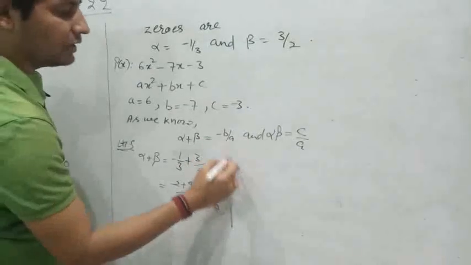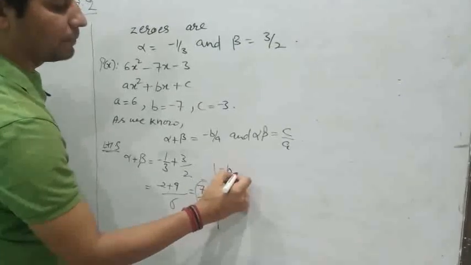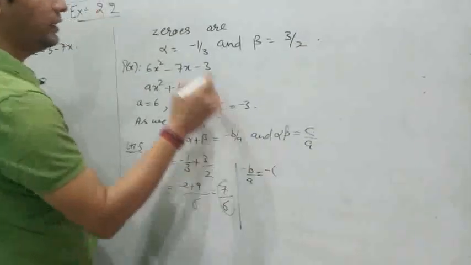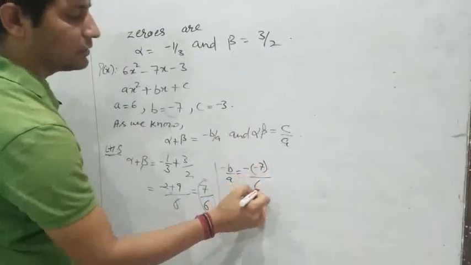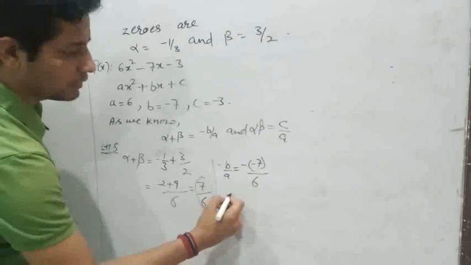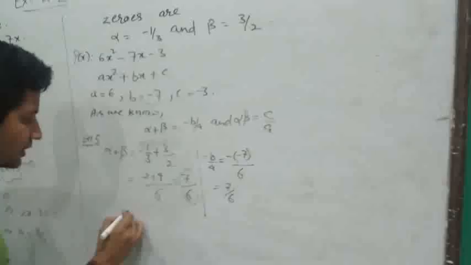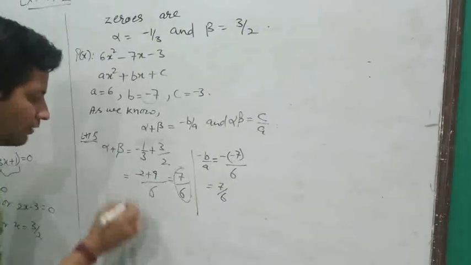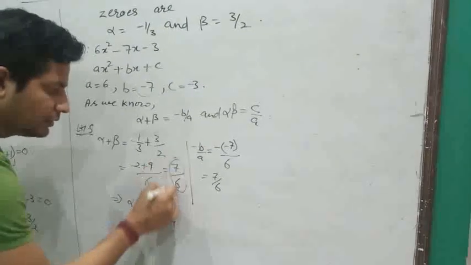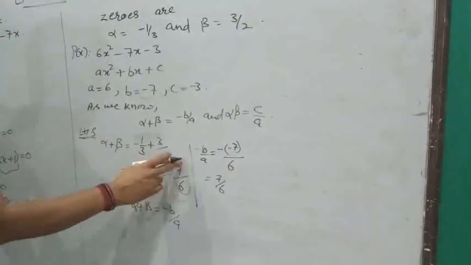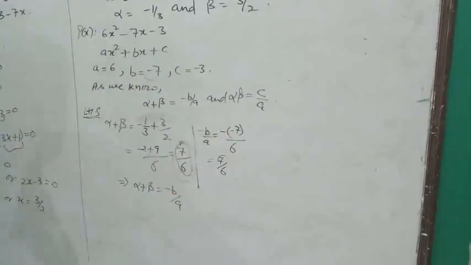And on the right hand side we have minus b by a. What is b? Here b is minus 7 and a is 6. So we get minus minus, plus 7 by 6. It implies that alpha plus beta is equal to minus b by a. Here alpha plus beta is 7 by 6 and minus b by a is 7 by 6.